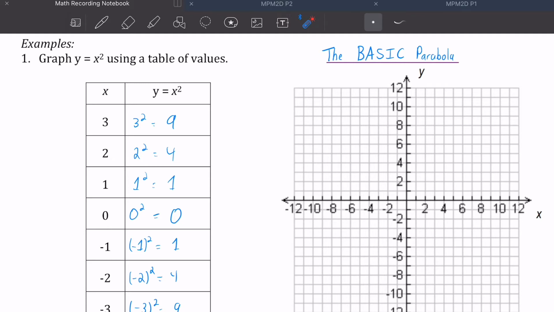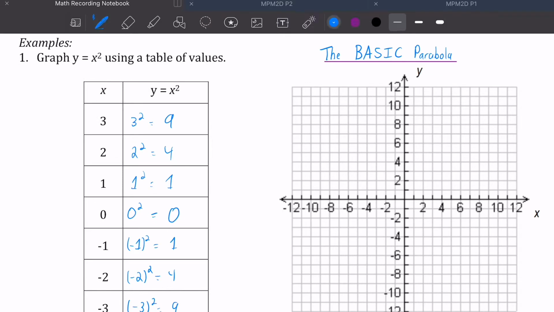If we were to put these in our Cartesian point system, this one's going to look like x is 3, y is 9. X is 2, y is 4. X is 1, y is 1, 0 and 0. That's called the origin, by the way, wherever it starts off. Negative 1 and 1. Negative 2 and 4. And negative 3 and 9.